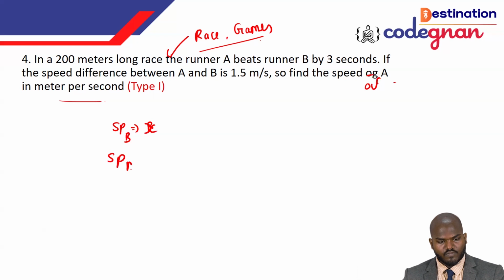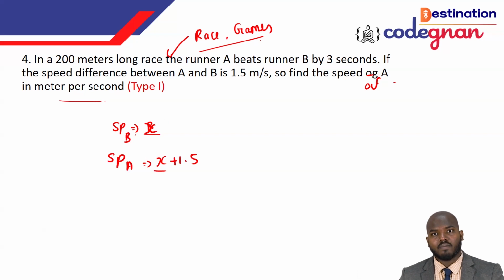So now the speed of A, I can call it... A beat B by an extra speed of 1.5 meter per second. So this is the actual speed of B, and A was traveling even more than B, by 1.5 meter per second, so that he is able to cross over B in the question. And the same formula we want to apply here in this one.